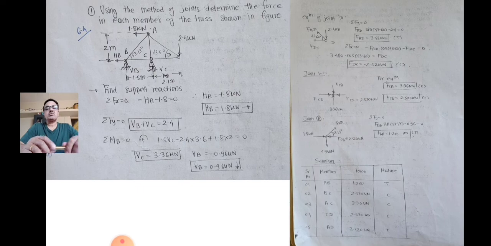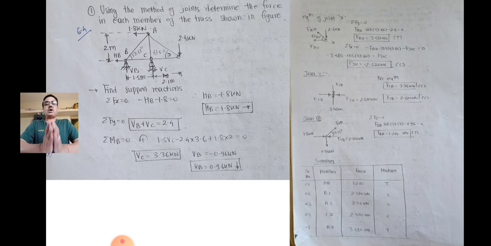Here you have to select a joint where only two unknowns are there. If you consider joint A, there are three members connected at joint A. It means that at joint A there are three unknowns. So you cannot start with this joint, because we have only two conditions of equilibrium, and using two equations we cannot solve a problem having three unknowns.